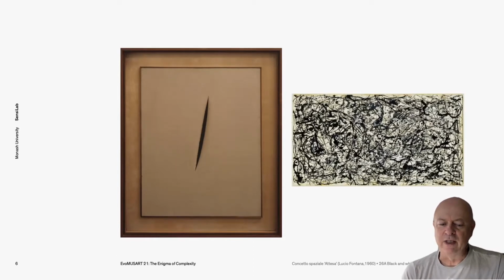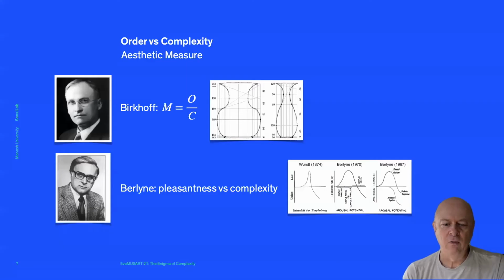The other question we need to consider is the relationship between complexity and aesthetics. What is the relationship between visual complexity and aesthetic appeal? Well, it turns out, as many of you probably already know, that this is not a new question. And of course, mathematicians and psychologists have all had a go at devising an aesthetic measure seated in the relationship between complexity and order.